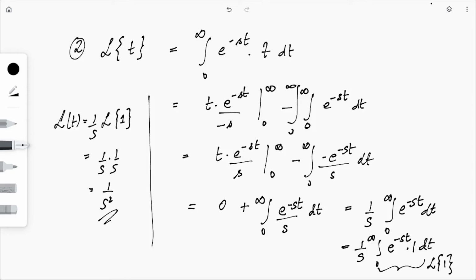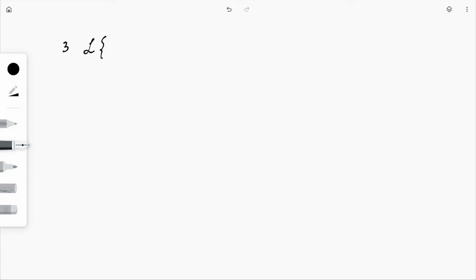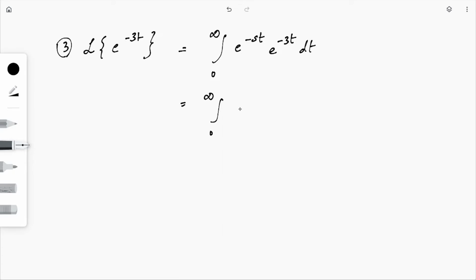Okay, now let's see another example to determine the Laplace transform of an exponential function. Third one, L of e raised to say minus 3t. Okay, this will be equal to integral 0 to infinity e raised to minus st into f of t, which is e raised to minus 3t, dt. So this is nothing but 0 to infinity e raised to minus of s plus 3 into t dt. Now what will this value be?